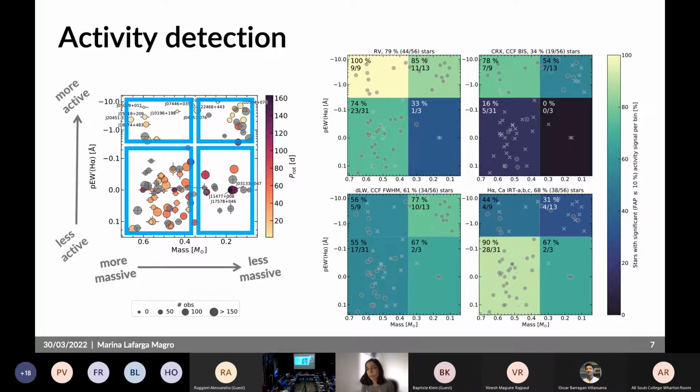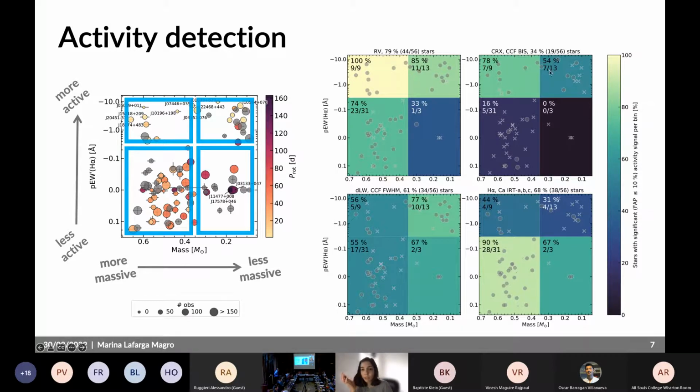So we saw that some activity indicators behaved in a similar way, so I've grouped them to be able to extract better results. If I start with the plot on the top right, here I have the results that we got for the analysis of the chromatic index and the bisector of the CCF, which behaved in a very similar way for most of the stars.